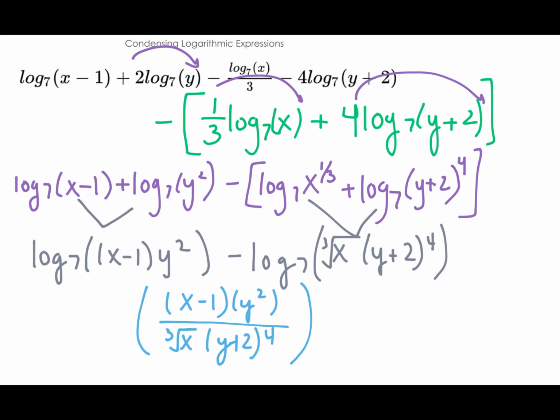Okay, and we are done. We went through our checklist. We simplified it into a way that makes sense. Then we did the power rule, then the product rule, then the quotient rule. This is completely condensed.